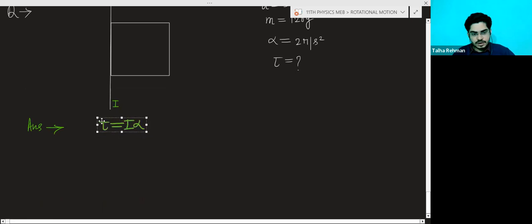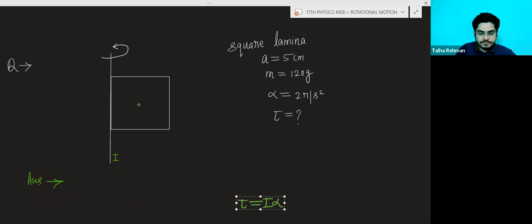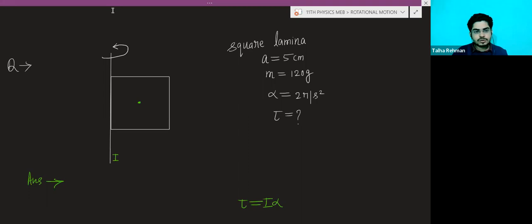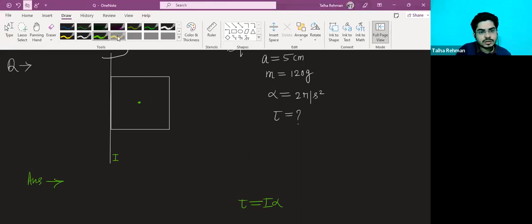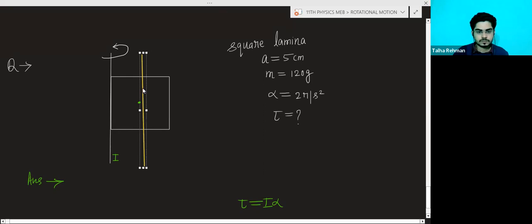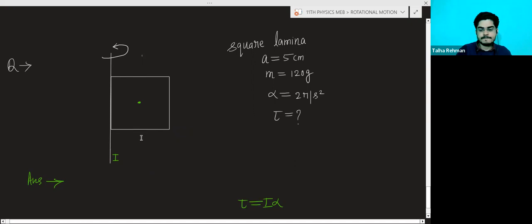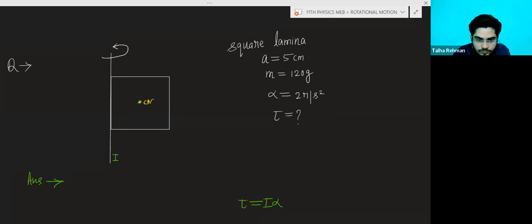Okay. So see how we can calculate the moment of inertia about this axis. If this is a square lamina, where will be the center of mass? The geometrical center of the square will be the center of mass. So if there is an axis passing through the center of mass like this, remember this axis and this axis are parallel. This is the center of mass.